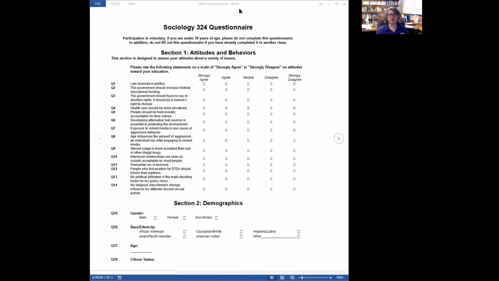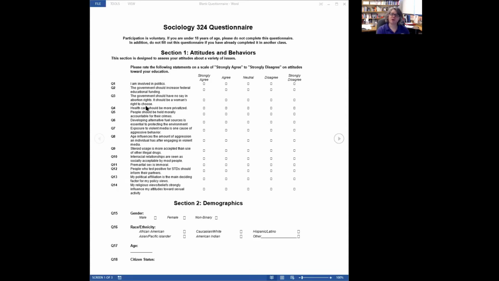So the first one I want to show you is the Sociology 324 questionnaire. And this is what the questionnaire would look like for someone receiving it to fill out the survey. So there's a title, some instructions about how to fill out the survey, and then the questions are broken up into sections. So the first section is on attitudes and behaviors, the second section is on demographics, and so on. I want to point out a couple of these questions and the way that they're organized and structured, because that connects us to the next file I'm going to show you, which is the code book, which tells us how we're going to enter the data into the computer, into the spreadsheet.